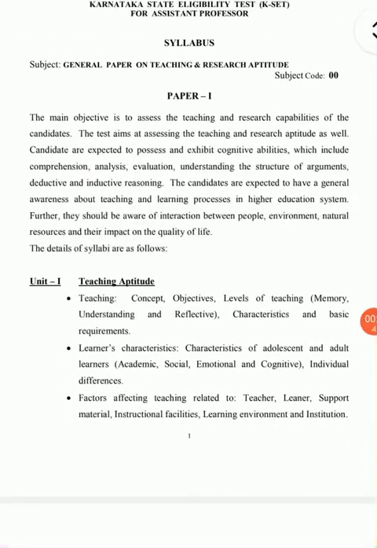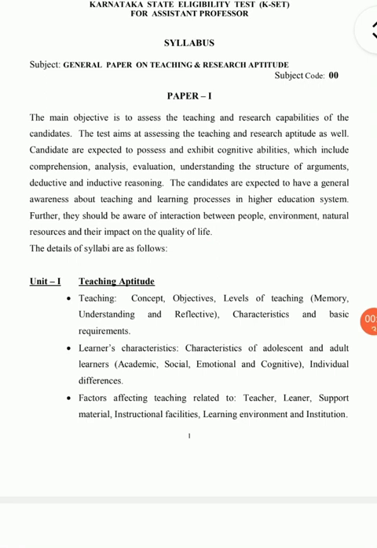Hello everyone. So the general paper syllabus for the KSET exam is, so here it is. It mainly assesses our research and teaching aptitude capabilities. Candidates are also expected to possess cognitive abilities, which include comprehension and analysis, evaluation, understanding the structure of arguments, deductive and inductive reasoning. Also, general awareness and the teaching and learning process in the higher education system.